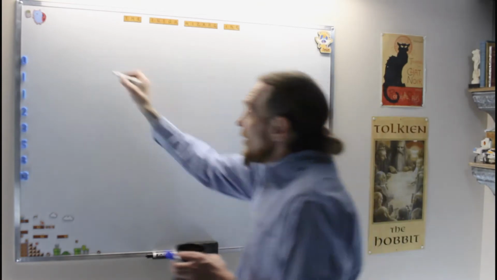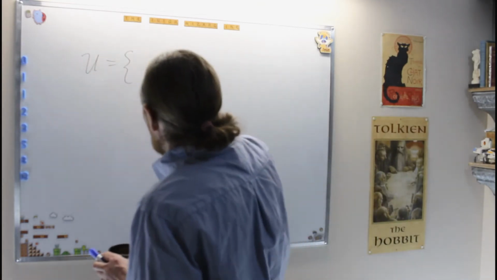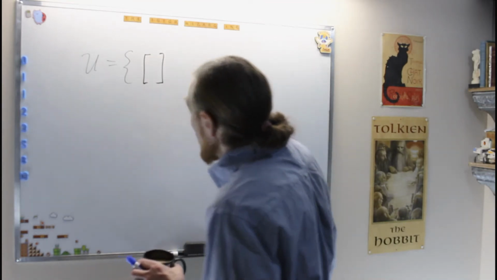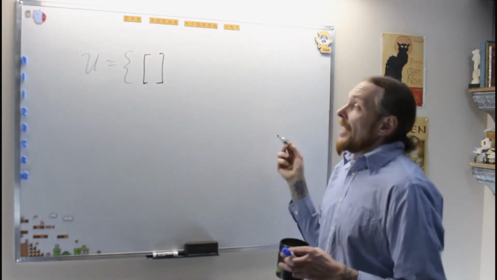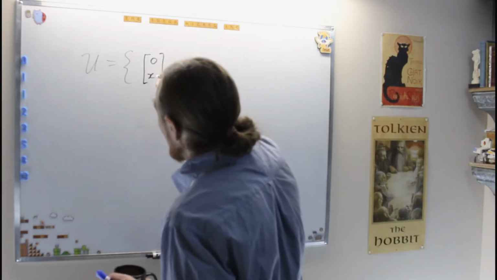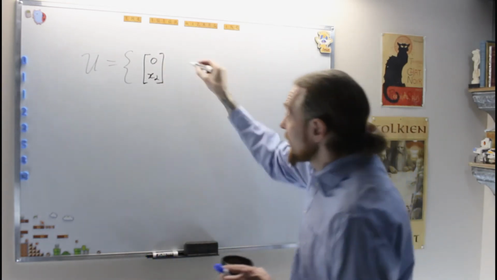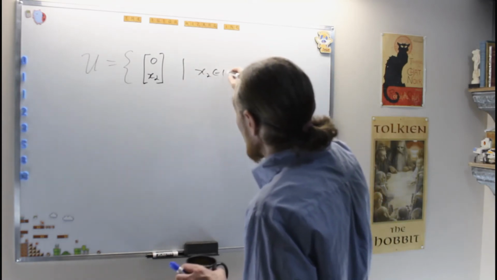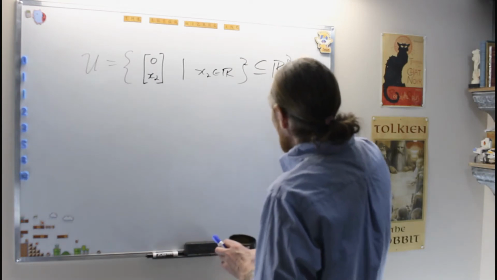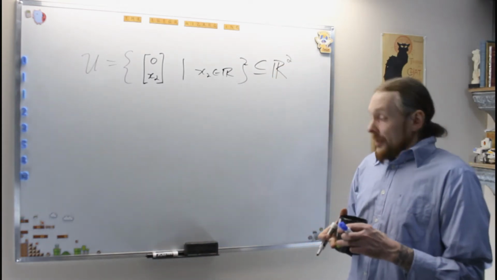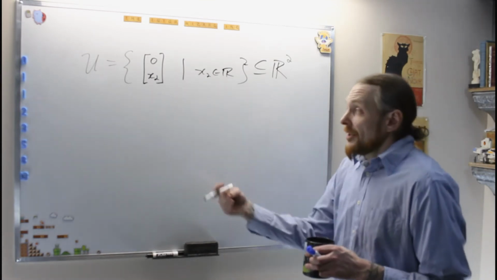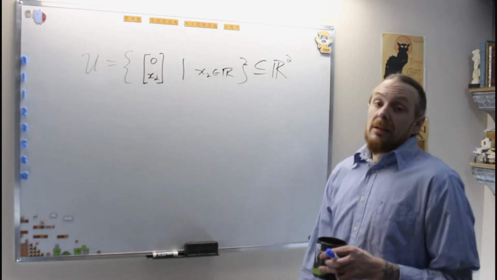It tells me U is the set of all vectors in 2-space, so it's a column with two coordinates, and the first coordinate is 0. I don't know what the second coordinate is, so x2 is any real number. This is a subset of our vector space R2.